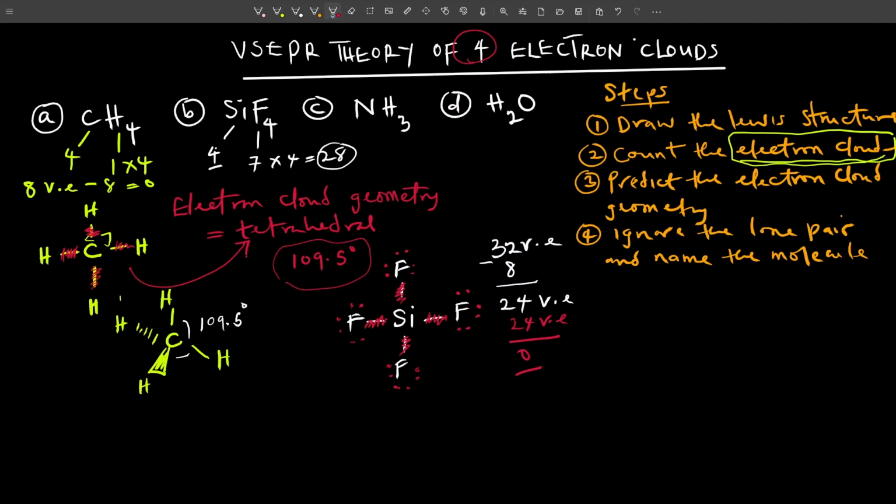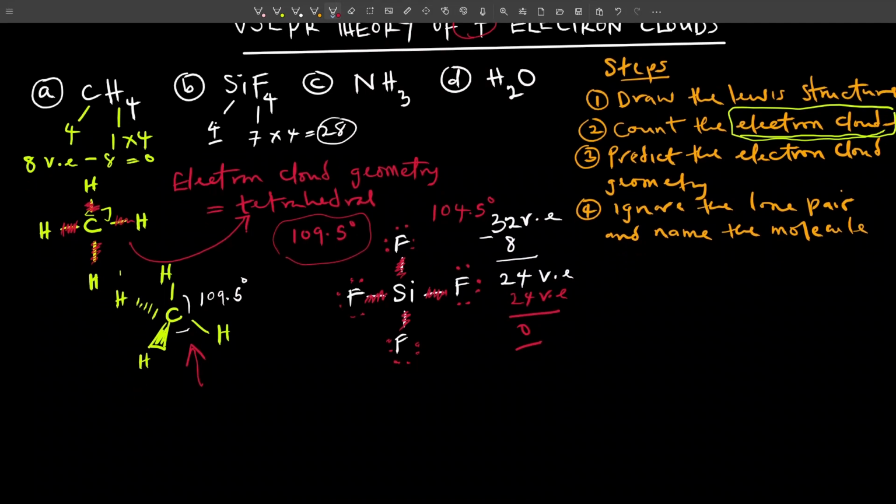109.5 degrees. If I'm to draw SiF4, it should look something like this, something like the structure for CH4. It has the same bond angle or something close to the bond angle of CH4. Actually, the bond angle is not exactly 109.5, but slightly lower than this, something around 104.5 degrees. Well, I think you get the idea. Let's see the next one. We have ammonia, NH3.